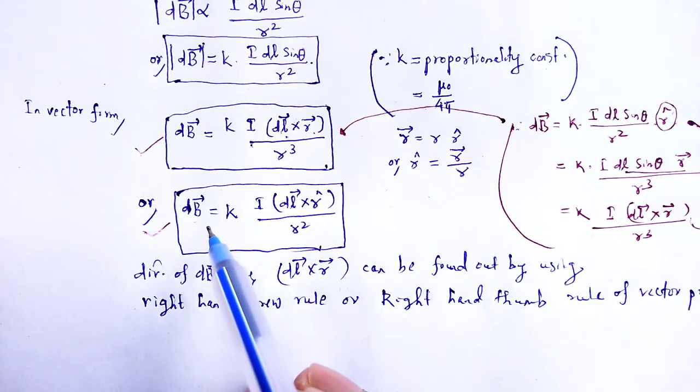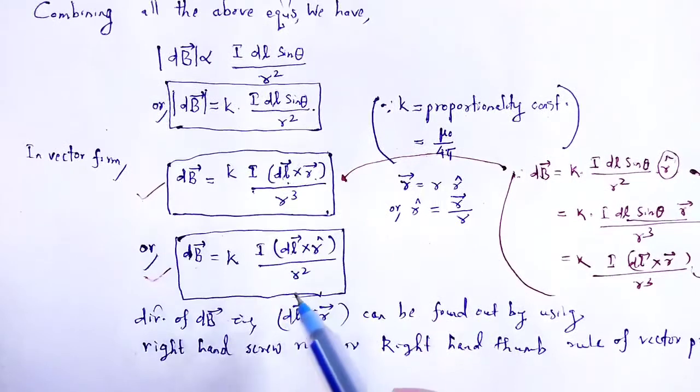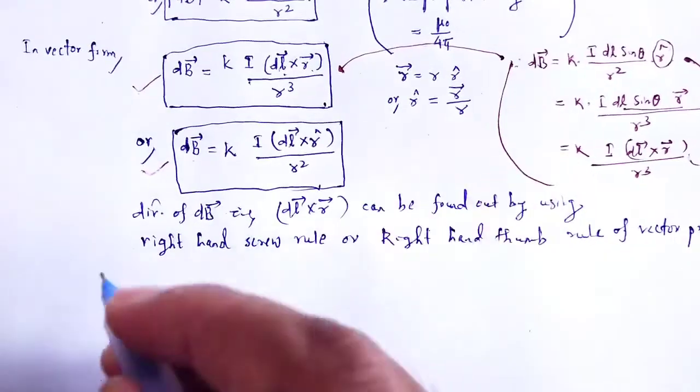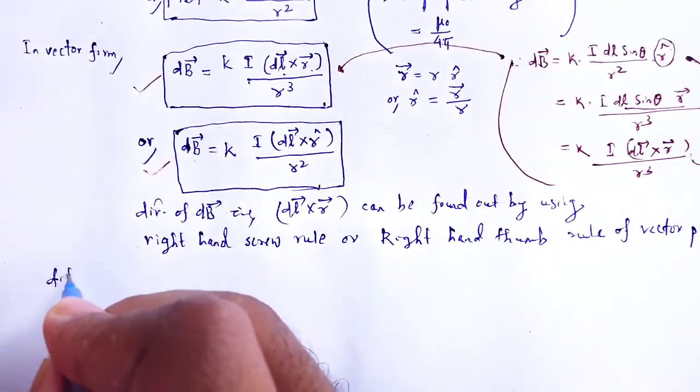This is the magnitude term, and that is the direction here. Biot-Savart's law can have different forms.